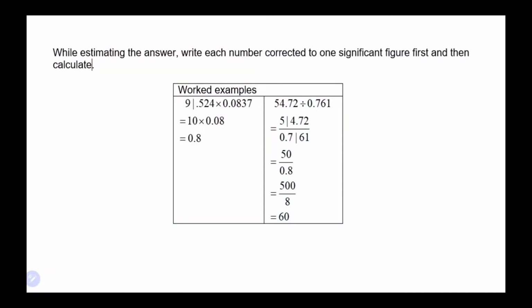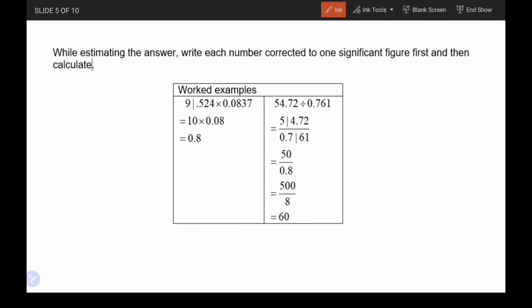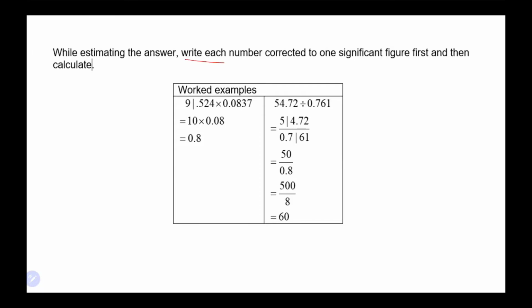Hello. Now we will be talking about estimating the answer, or estimating the figure, to a particular number of significant figures. In this case, the instruction says we have to write each number corrected to one significant figure. That means you have to write the given numbers into one significant figure. All the given must be written into one significant figure.